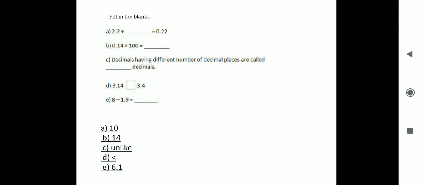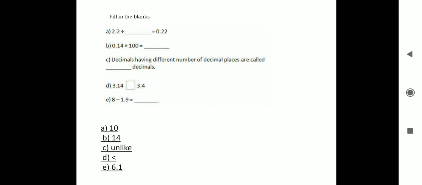Then decimals having a different number of decimal places are called unlike decimals. I had made you highlight this, those who remember, in your textbook. We have 3.14. On the other side, we have 3.4. So for comparison, as I have told you, first make them like. For making them like, we put 0 after 4.